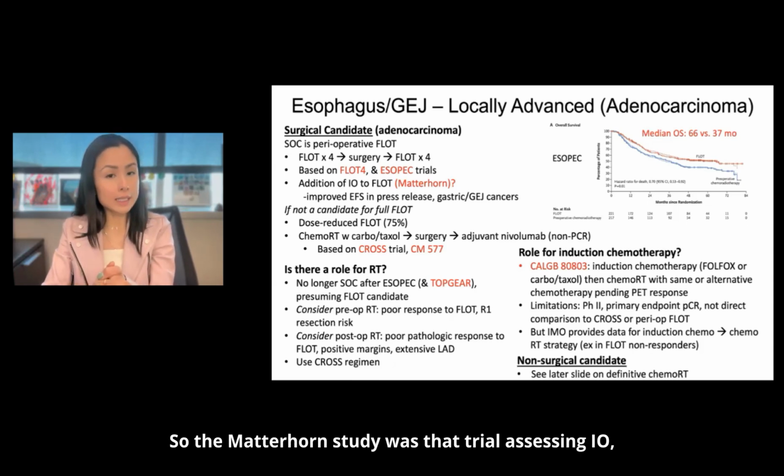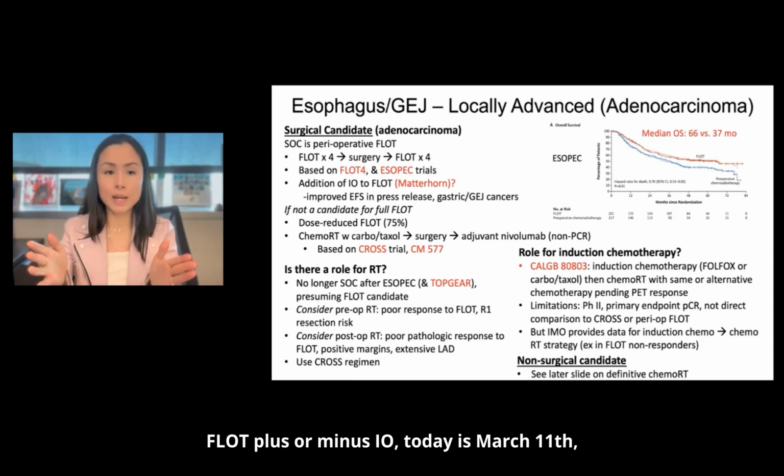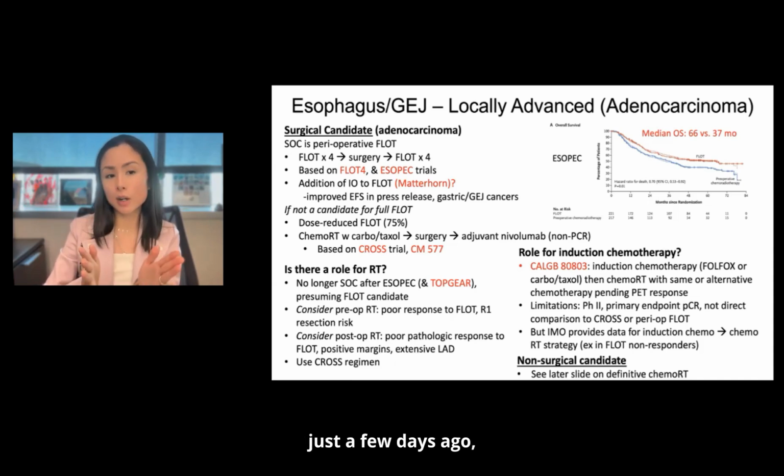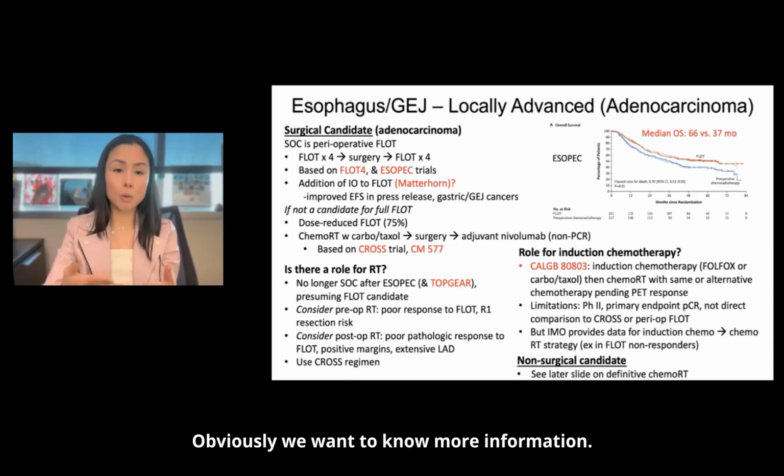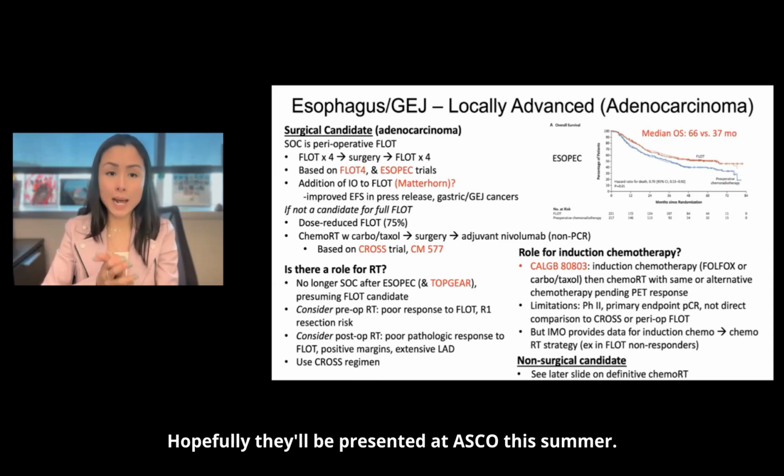So the MATTERHORN study was that trial assessing FLOT plus or minus IO. Today is March 11th, just a few days ago, the press release came out showing an improved event-free survival. This was done in gastric and GEJ cancers. Obviously, we want to know more information. Hopefully, that'll be presented at ASCO this summer.